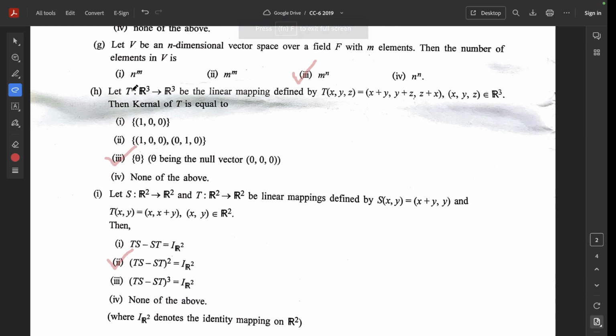Let T from R3 to R3, Euclidean space R3 to R3, be a linear mapping defined by T(x, y, z) equal to (x plus y, y plus z, z plus x), where x, y, z belong to R3. Then the kernel of T is equal to, the correct option is 3, the null set theta.